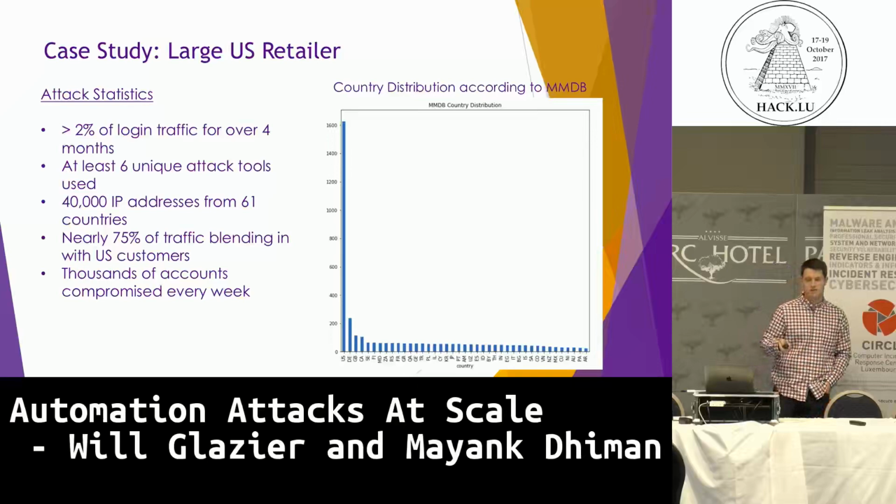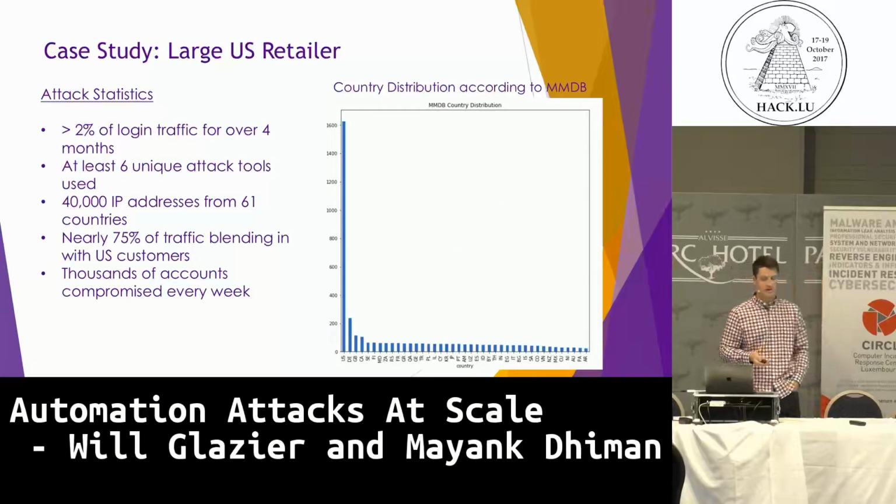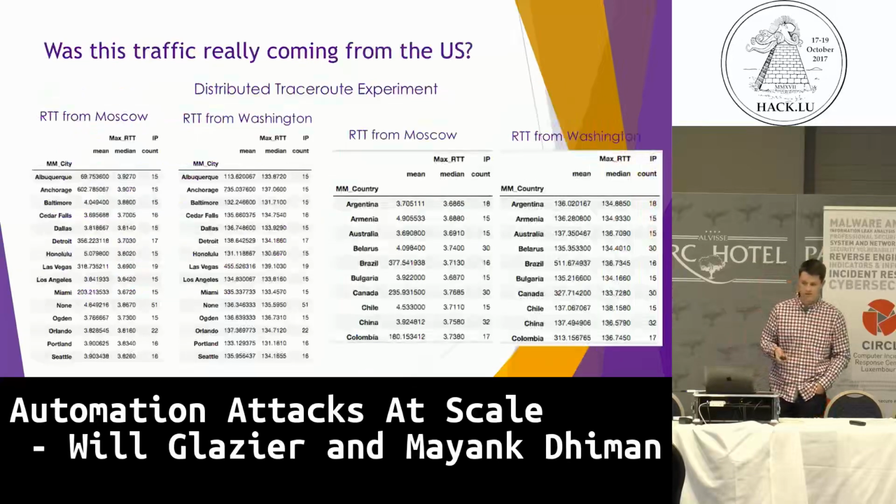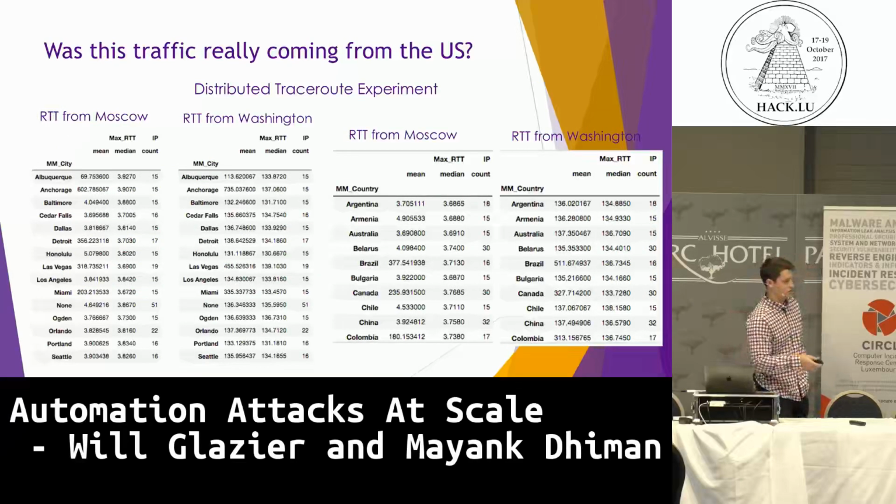Nearly 75% of traffic, and this chart here shows which country, according to third-party geolocation providers like MaxMind, it came from. The big bar over there is the United States. They're blending in with United States customers at a United States retailer. It makes perfect sense. That's what you'd want to do if you're an attacker. Thousands of accounts compromised every week. And the question is, was this traffic really coming from the United States? The answer in most cases was no. About 70% of it came from one data center in Russia, and the other 30% was from an ASN in the United States hosting a lot of the traffic.